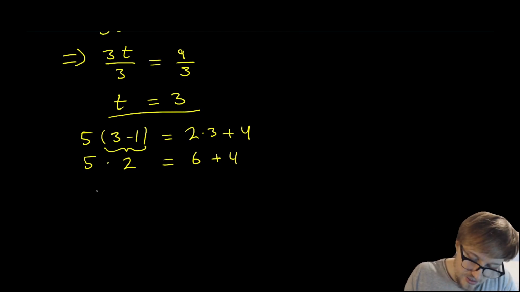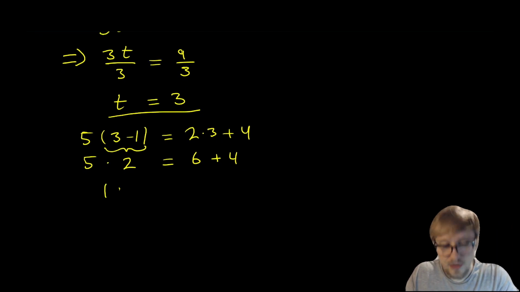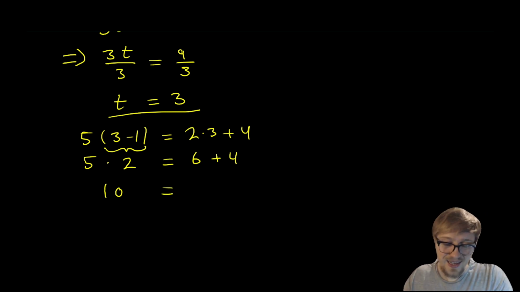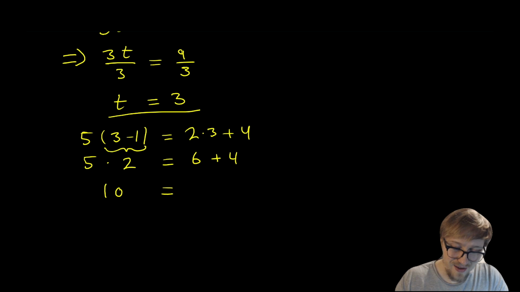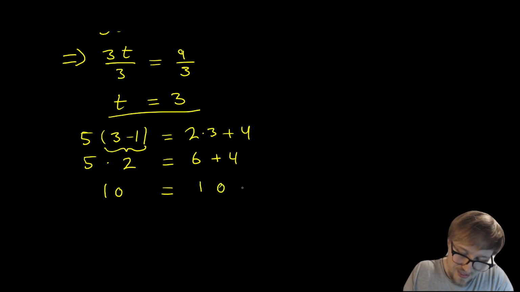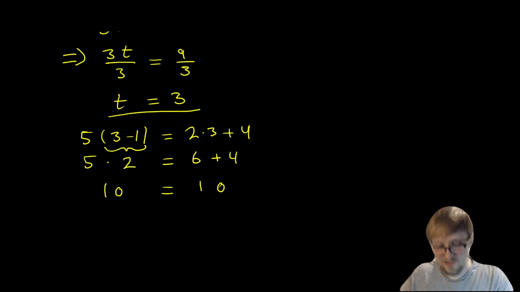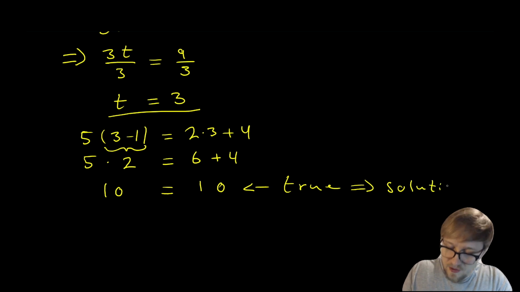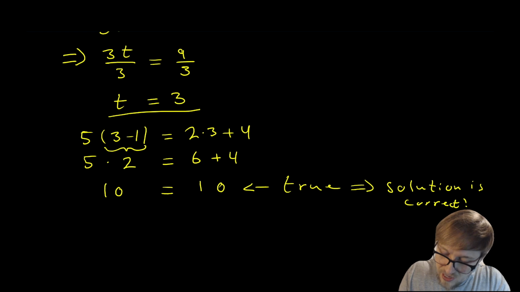So on the left-hand side here, we have 5 times 2, which is going to give us 10. And on the right-hand side, we have 6 plus 4, which is going to give us 10. So 10 is equal to 10 is certainly true. So this is a true equation. So we conclude that the solution is correct.